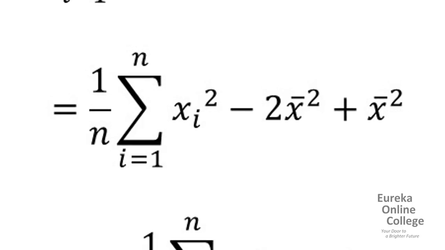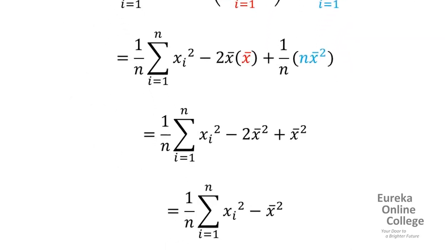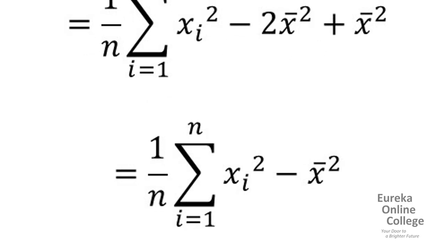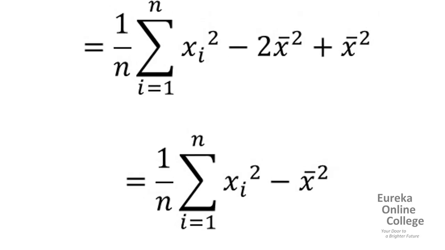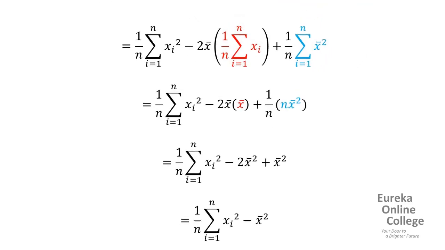So what have we got? Our final alternative formula is 1 over n times the sum I running from 1 to n of xi squared, minus x bar squared. The way I like to remember this formula is it is the average of the squares minus the square of the average. So you square all the data points, you find the average of those new numbers, and you subtract off the square of the average of the data points. So it's the average of the squares minus the square of the average.